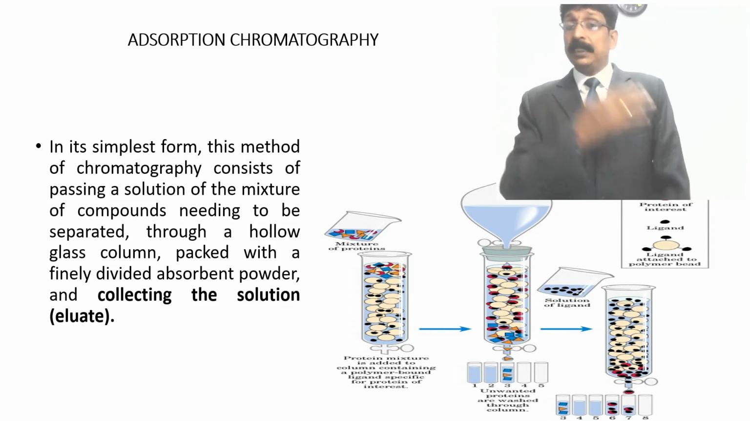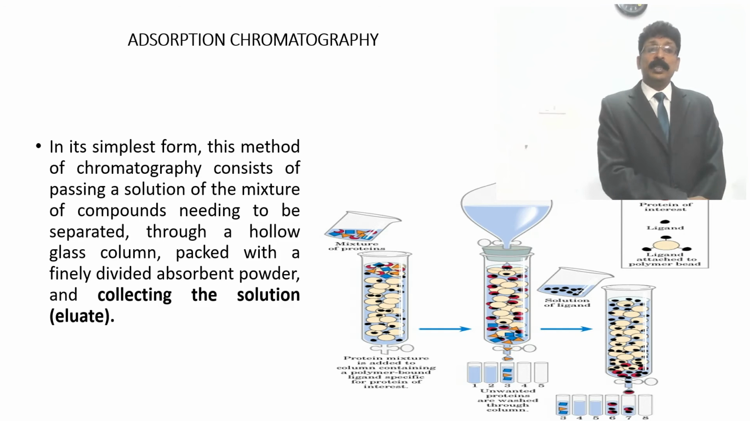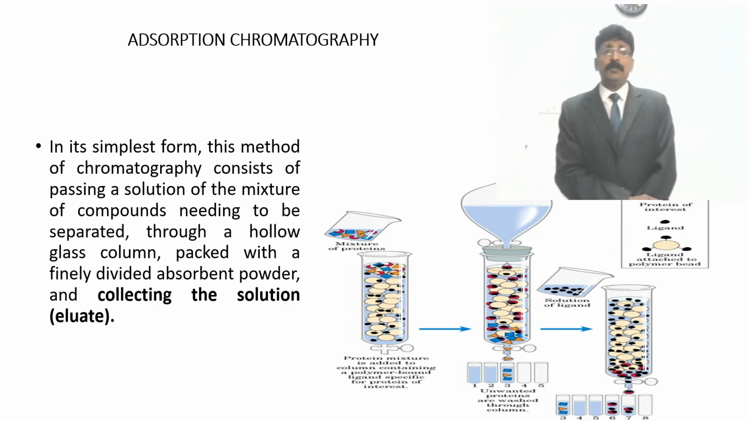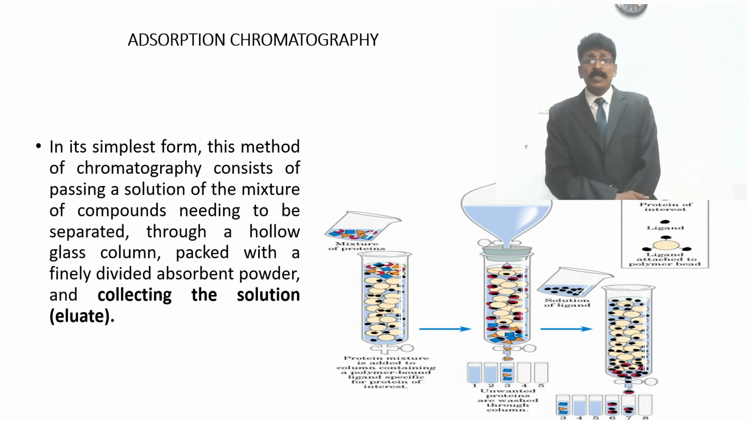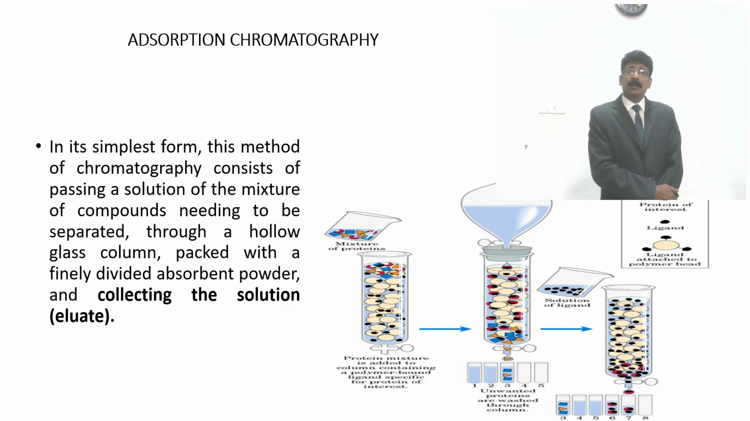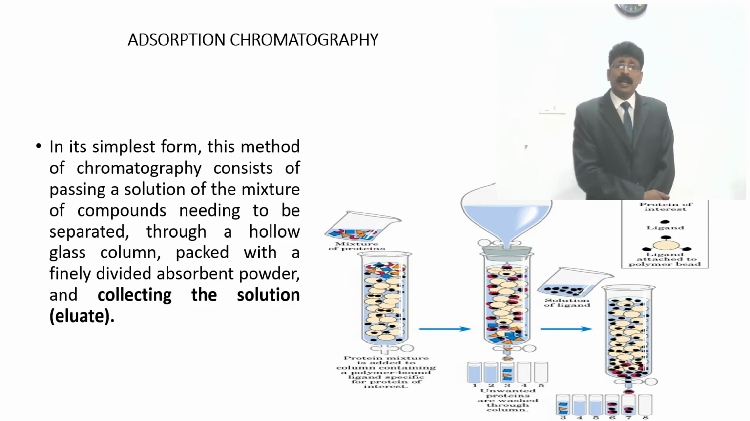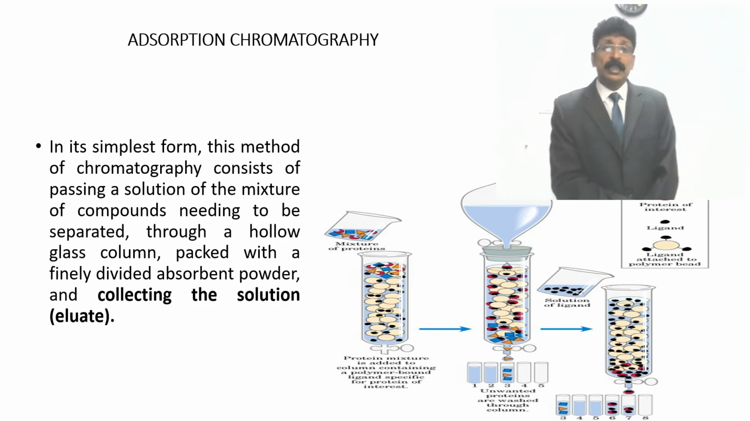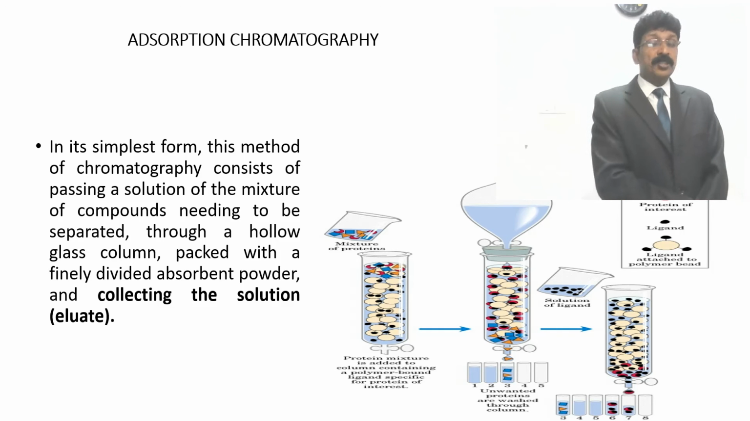That means it will be taken out initially. So it is the simplest form of this method. Chromatography consists of passing a solution of a mixture of compounds to be separated through a hollow glass column packed with a finely divided adsorbent powder and collecting the solution. The collected solution is called the eluate. That picture is just an example to show you.